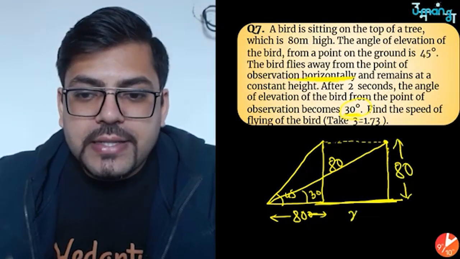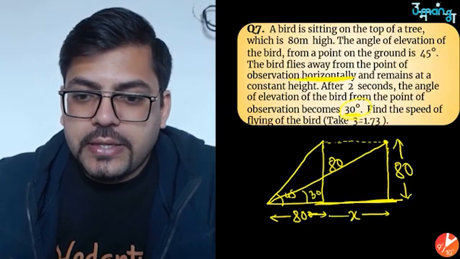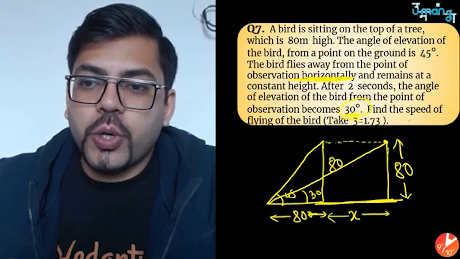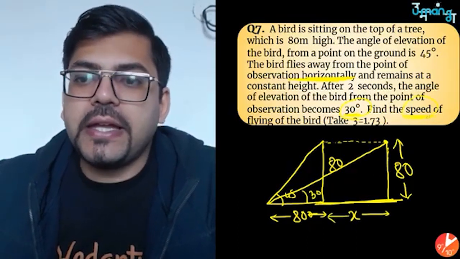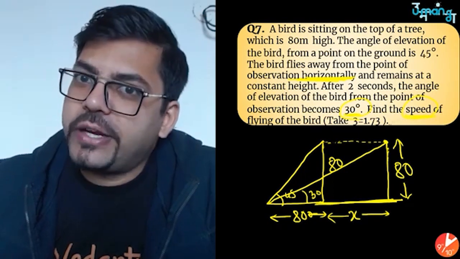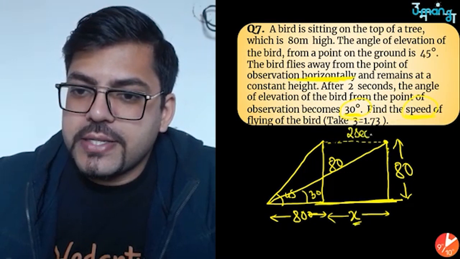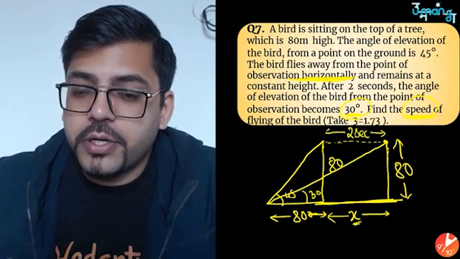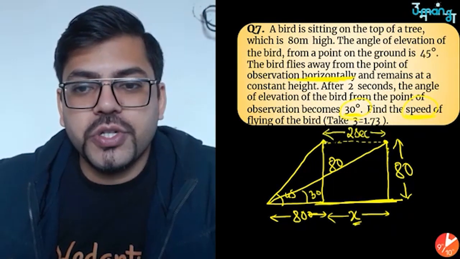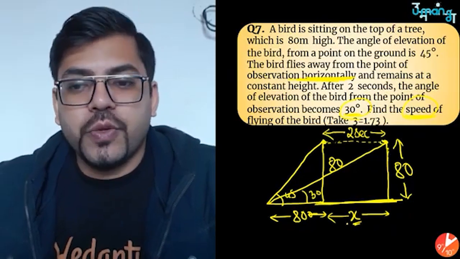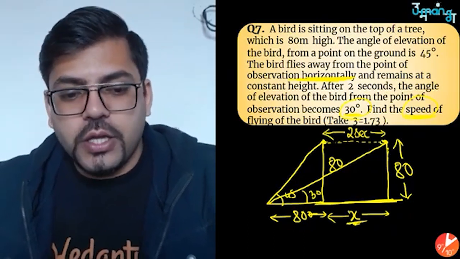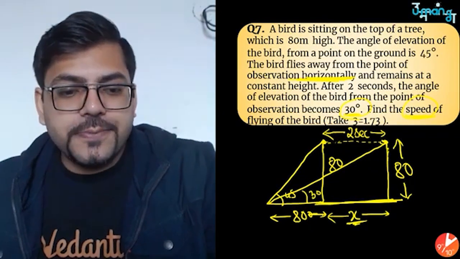Now we have to find this distance. Let's call it x. We have to find this distance because the question is asking us to find the speed. And how would we be able to find speed? We need distance because we know time is 2 seconds. The bird took 2 seconds to move from this position to this position. So we just need the distance. Okay, so now let's apply for that distance.